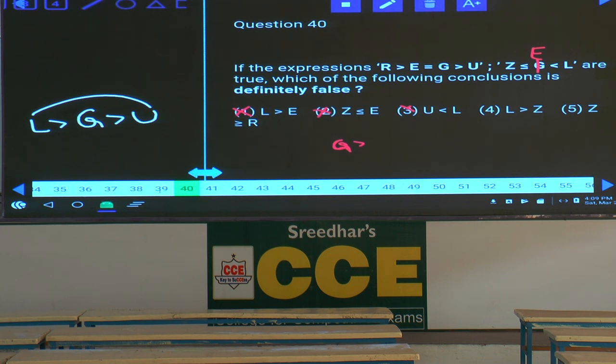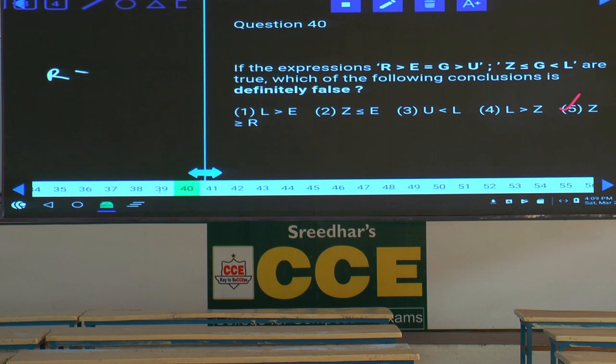Then the fourth one, L and Z. Now in the second statement Z lesser than L, L greater than Z is also true, and this also cannot be false. Finally, Z greater than or equals to R. Only one choice is left over. Now let us check whether it is definitely false or not. R is here, Z is here. Now between these two which is common? G is common, R greater than G, Z lesser than or equals to G, G greater than or equals to Z. Now between R and Z, R greater than Z, isn't it? Z lesser than R is true. But as here it is Z greater than or equals to R, it is definitely false. Choice 5 is the answer.